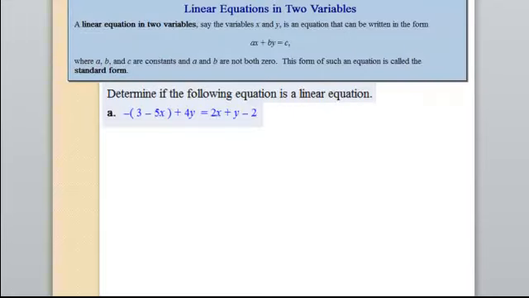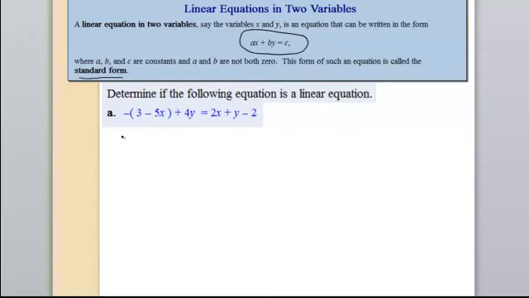Whenever you are looking at equations, if you can put the equation in this form, then the equation is considered to be linear. This is the standard form for the equation of a line, a straight line. You have two variables, x and y, and then two coefficients, a and b, with a constant c. So let's see if we can put this equation in that form.